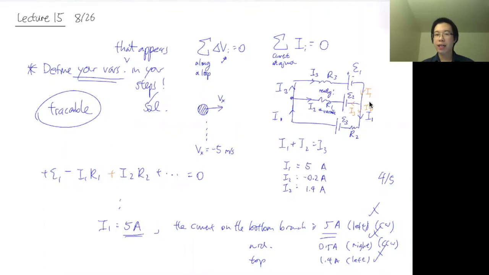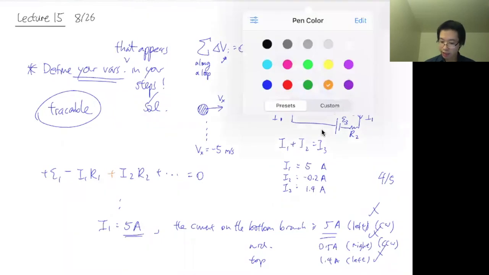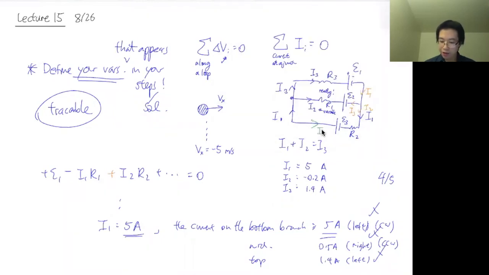If I say, let's say, I could call this I3, call this I1, and call this I2. It's completely okay. And in this case, if you get a positive number for I3, then it means you can either say it's going to the right or it's going counterclockwise, right? So everything on this branch is I3.